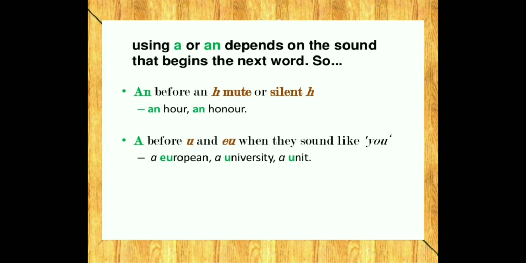On the contrary, a before u or eu when they sound like yu. For example, European, though it begins with the letter e, gives the sound y, which is a consonant sound. Similarly goes with university and unit. Y is the consonant sound, so you have to write a in front of all the three words.